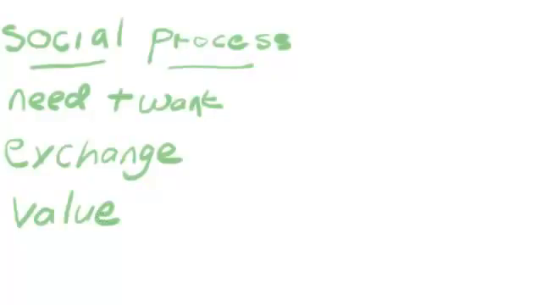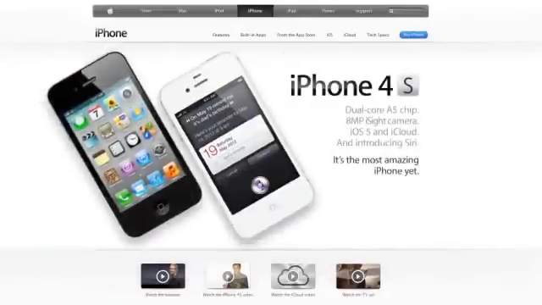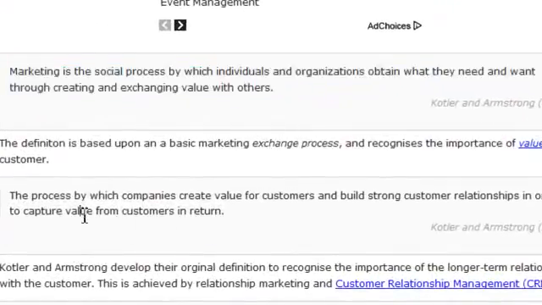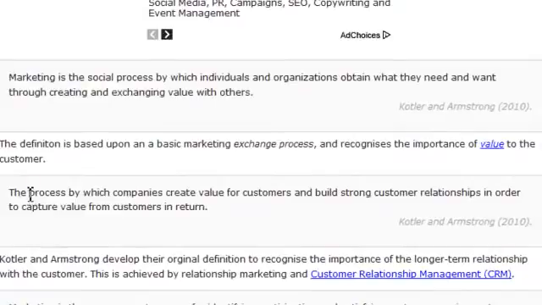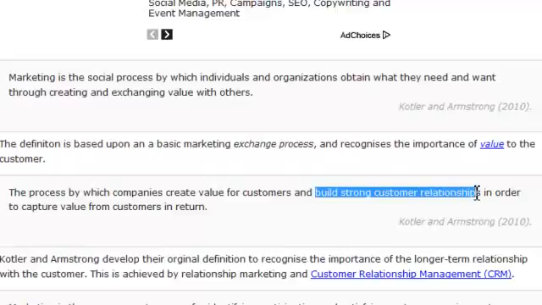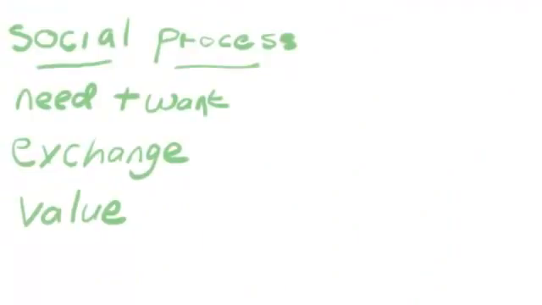The second definition, if we just go back to Marketing Teacher's lesson, is also by Kotler, and we'll pick out one interesting term here. Again, he's talking about process, and again we have the term value. Of course we do. Interesting for us here is about building strong relationships. So going back to our whiteboard again, this is fundamental to modern marketing, the term relationship.